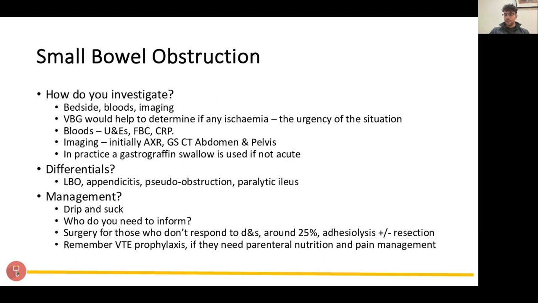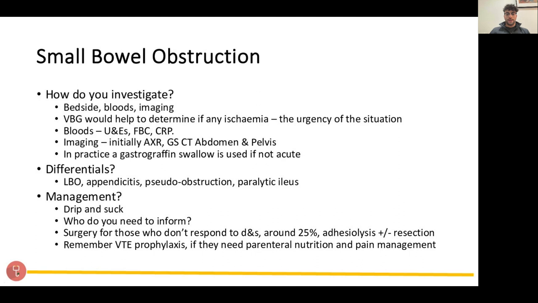All right. And the surgery is for those who don't respond to drip and suck, if it's adhesional, or if it's cancer, or if there's any evidence of ischemia, or if there's a hernia. If it's adhesions, you do an adhesiolysis plus minus a resection. If it's cancer, then you could stent the bowel if the patient isn't necessarily fit for surgery, or you can do a bowel resection if they are fit for surgery. And often you can do this laparoscopically, and you might not need a laparotomy. A laparotomy being an incision in the abdomen, often midline, whereas laparoscopically, obviously, with cameras coming in and smaller incisions.